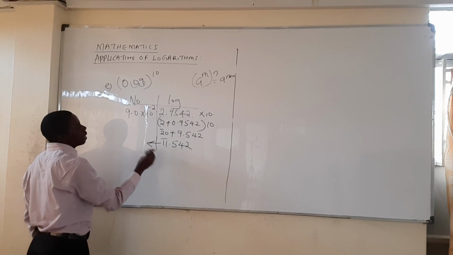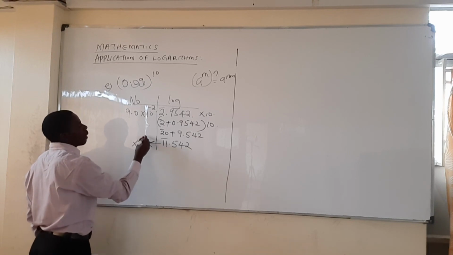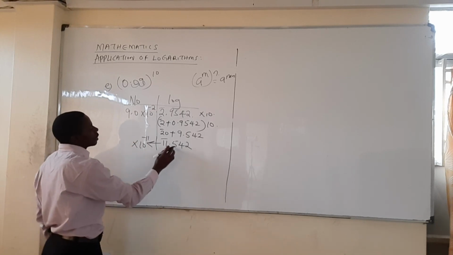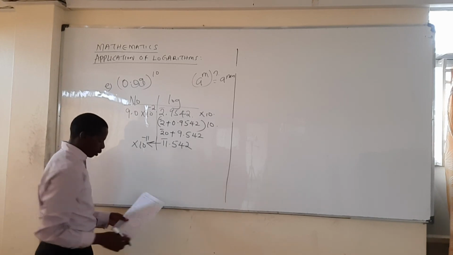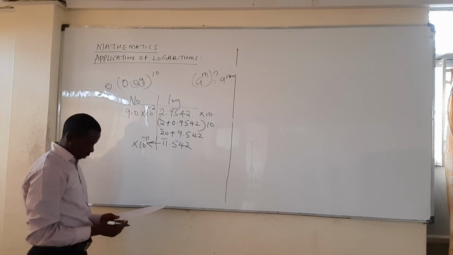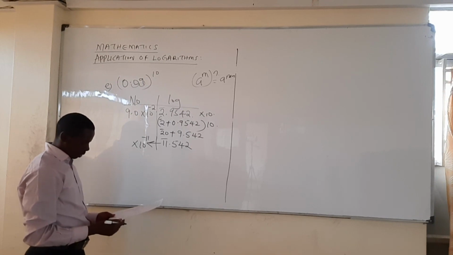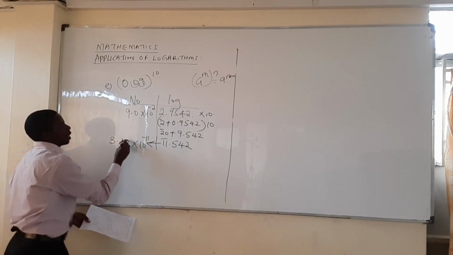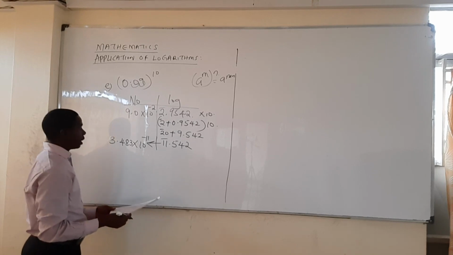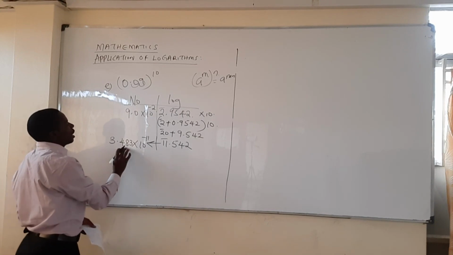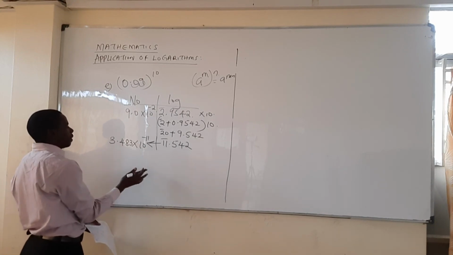We go back to our number. So this number is going to be times 10 power minus 11. Then we find the antilog of 0.542, and we have it as 3.483. So that is the value of 0.09 power 10. You get 3.483 times 10 power negative 11.